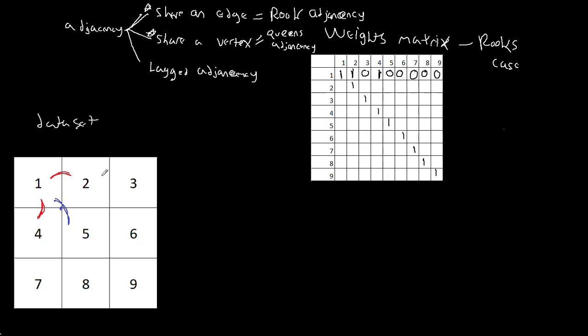Well, what about 3 and 2? Do 3 and 2 share adjacency? Yes, they do, so this would get a 1. What about 2 and 4? Again, they share a vertex, but not an edge, and based on our Rook's case, they would get a 0. 2 and 5 do. They share this edge right here, so that would get a 1. 2 and 6, again same thing, that would be the Queen's case, so they do not in this scenario. 7 and 2 do not. 8 and 2 do not. And 9 and 2 do not.